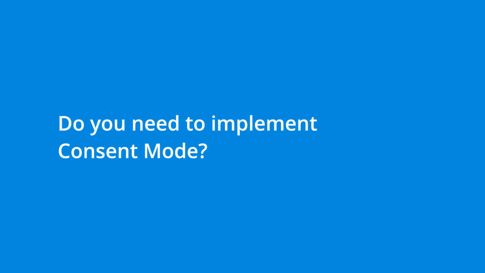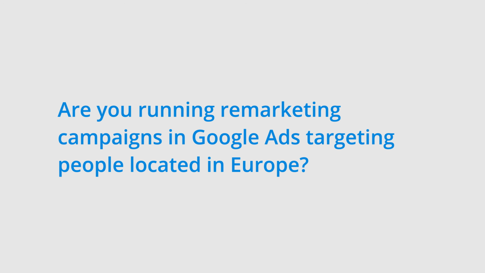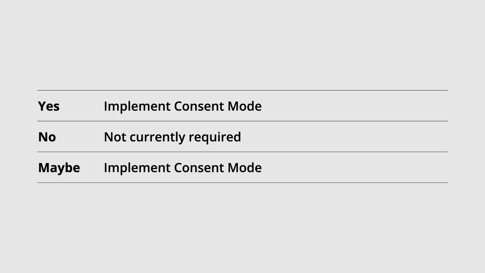Now that I've covered the difference between Consent Mode v2 and the previous version, I'm going to answer the top questions about Consent Mode. First up, do you need to implement Consent Mode? To answer this, I recommend asking yourself the following questions. Are you collecting data from people located in Europe? This includes collecting data into Google Ads and Google Analytics. And are you running remarketing campaigns in Google Ads that target people located in Europe? If you answered yes to either of these questions, then you need to implement Consent Mode.